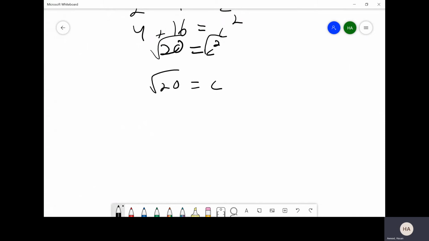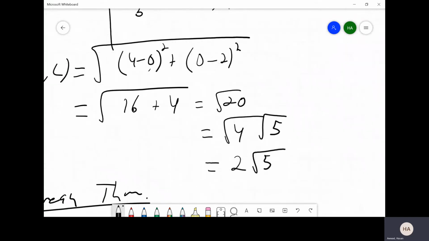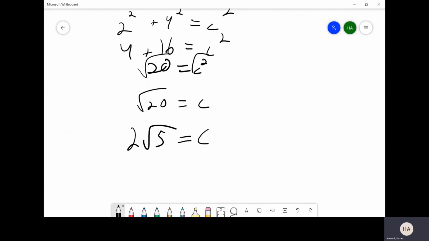So as a result, we can just simplify the square root of 20, and we just did that earlier, and we saw it was 2 square root of 5 is equal to C. And we have now shown via the Pythagorean theorem that this is, in fact, the same thing, right? When we did our distance formula over here, we got 2 square root of 5, and we arrived at the same conclusion when we used the Pythagorean theorem, 2 square root of 5.